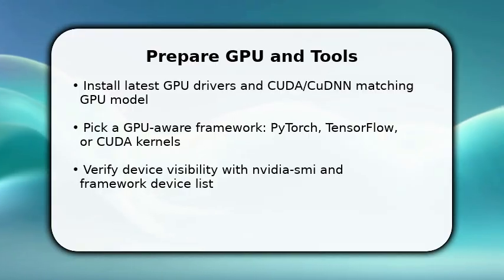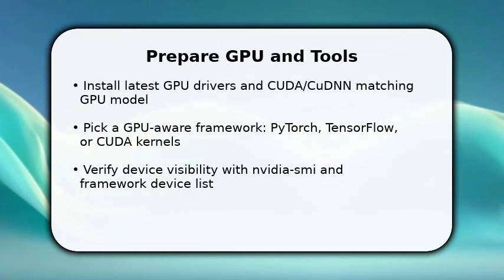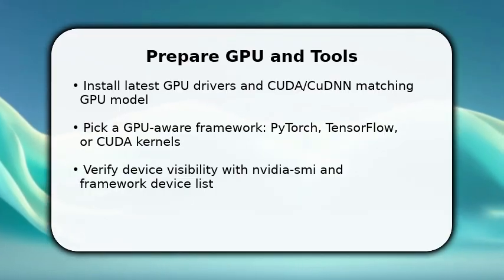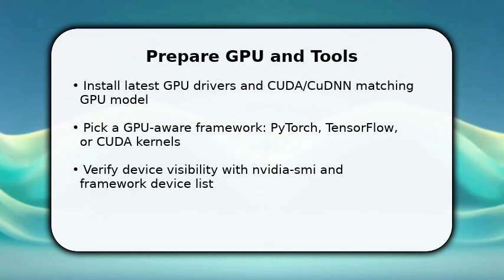Make sure the framework sees the card by running NVIDIA SMI and a small device list command. This verifies both driver and framework compatibility. If the card is visible, move code execution onto the GPU device rather than CPU to start leveraging parallel compute.